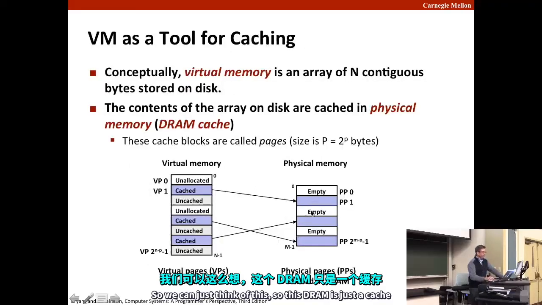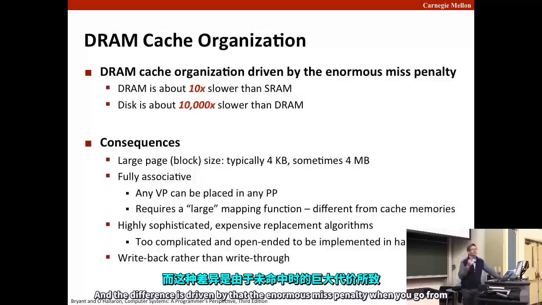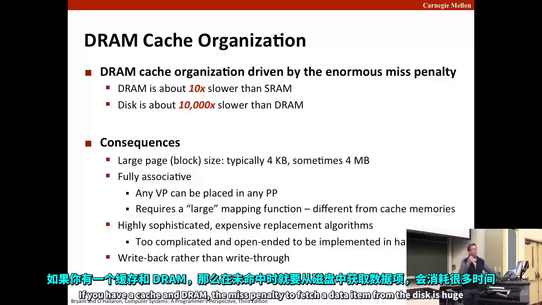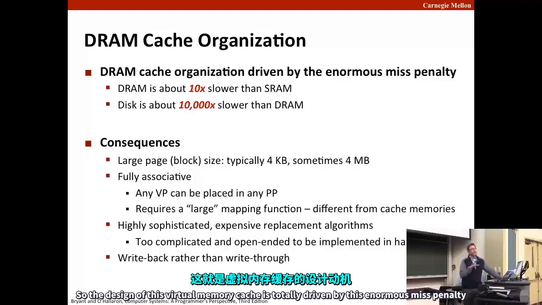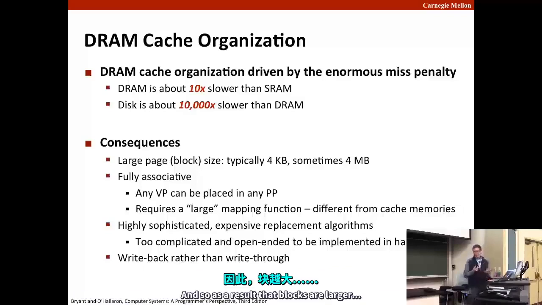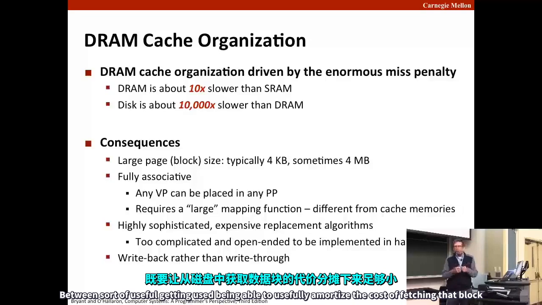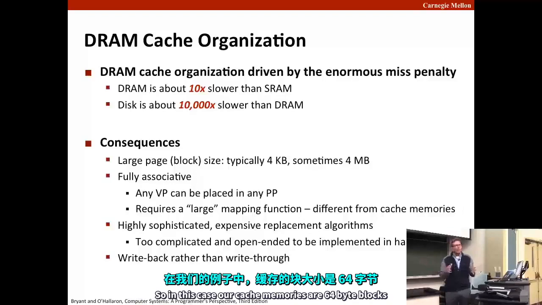So this DRAM is just a cache, but it has a much different organization than the cache memories we studied earlier. The difference is driven by the enormous miss penalty: if you have a cache in DRAM, the miss penalty to fetch a data item from the disk is huge. So the design of this virtual memory cache is totally driven by this enormous miss penalty. As a result, the blocks are larger. Remember, we talked about how block size is a trade-off between being able to usefully amortize the cost of fetching that block versus consuming too much of this scarce cache space. Our cache memories had 64-byte blocks.